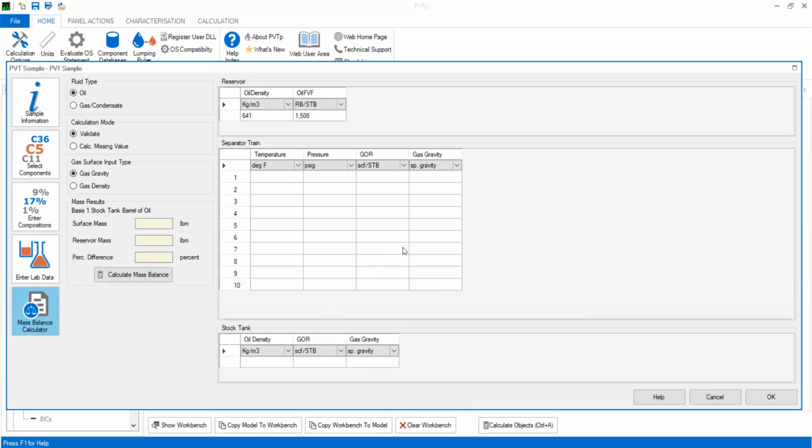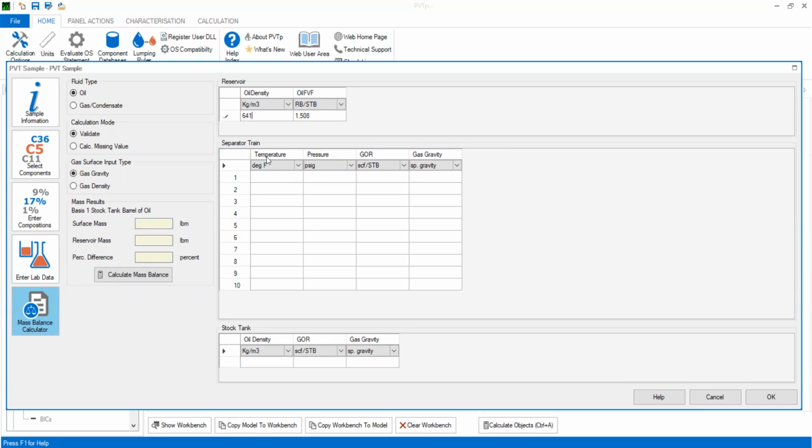In this case, we are going to use the first separator train. But first check fluid type oil, calculation mode validate, because we are going to do validation here. And then gas surface input type, gas gravity, that's the data that we have. For the reservoir condition, for the oil density, we populate with 641. You can go back and check the PVT report. And then also we have oil formation volume factor at reservoir condition of 1.508.